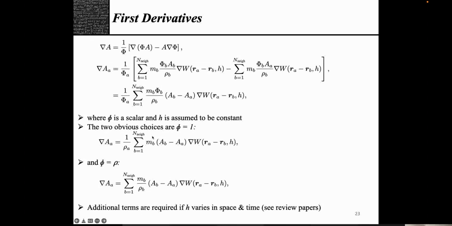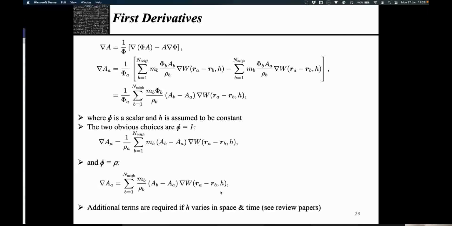Right. So then the question is, what can phi be? And an obvious answer is just set it to 1, which gets you this top expression. However, since density is a fundamental property of SPH, we can also just set it to be the density, which we get in the bottom example. So now we have two different expressions for the first derivative. Both of them will yield a 0 numerical derivative when the analytic, or when a is constant.